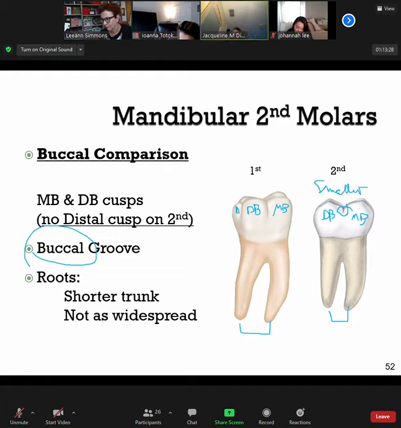So wait, in the maxillary, is the second molar usually larger, but in the mandibular, is the second molar smaller? No, in the maxillary, the second molar is smaller too. Oh, is it? Okay. Yeah, the molars are like that. First molars are largest, seconds are second largest, and thirds are the smallest.